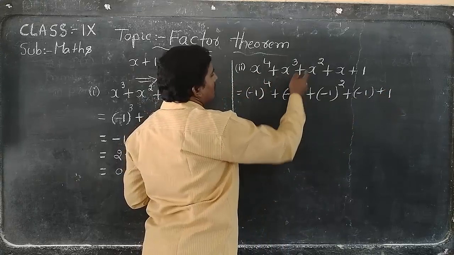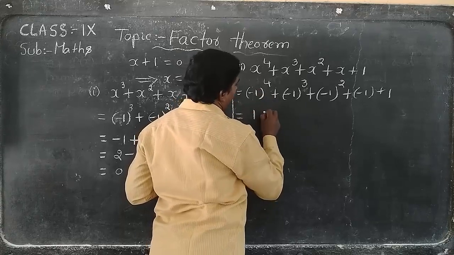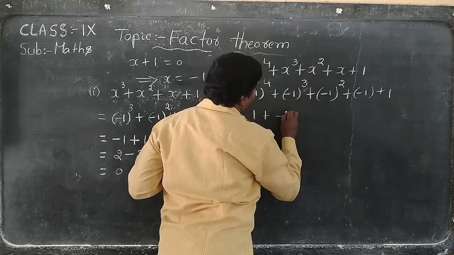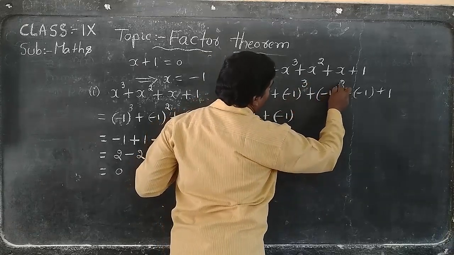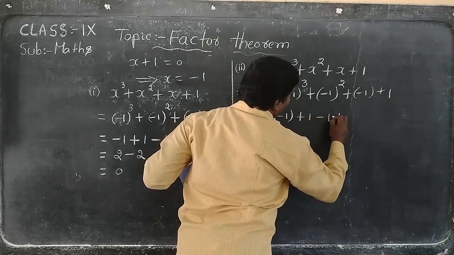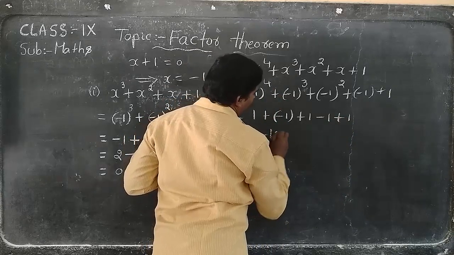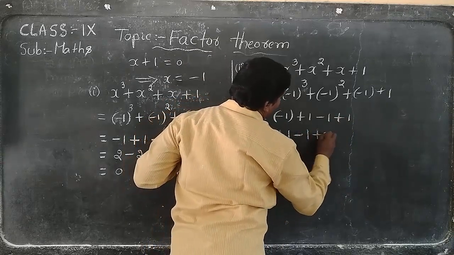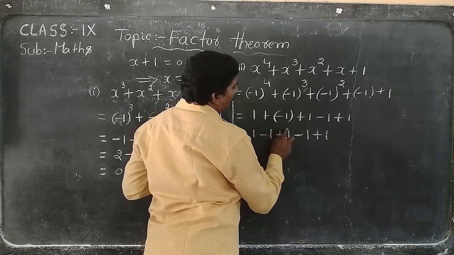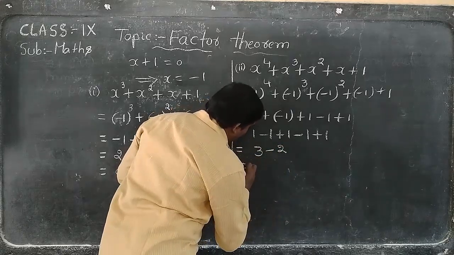Where is the x value? We substituted minus 1. Minus 1 power 4 is positive, plus 1. Minus 1 whole cube, odd power, means minus 1. Even power means plus 1. Plus into minus, minus 1. So it is 1 minus 1 plus 1 minus 1 plus 1. We should add all positive and all negative values: 1 plus 1 is 2, 2 plus 1 is 3, 3 minus 2 is equal to 1.